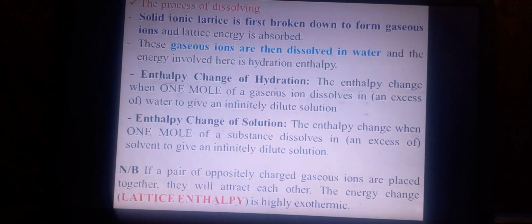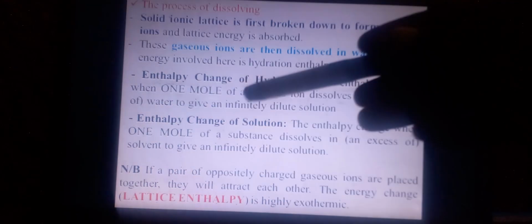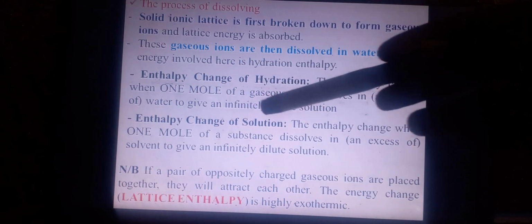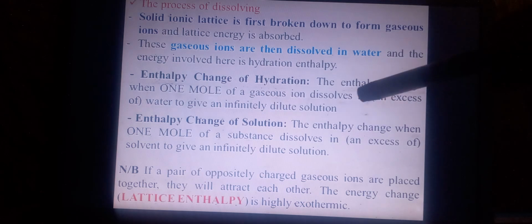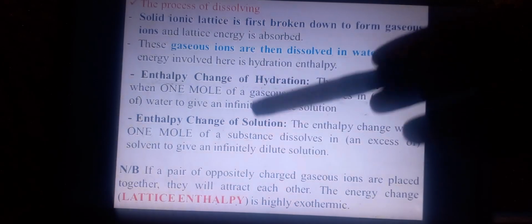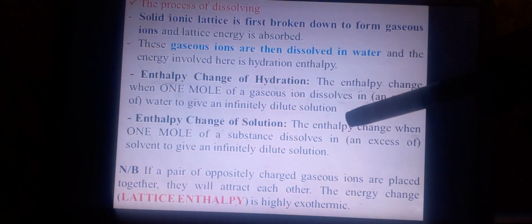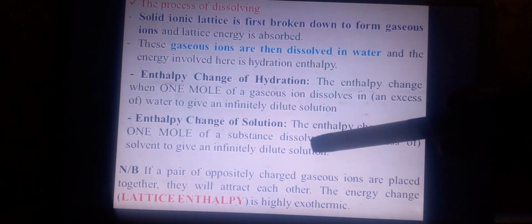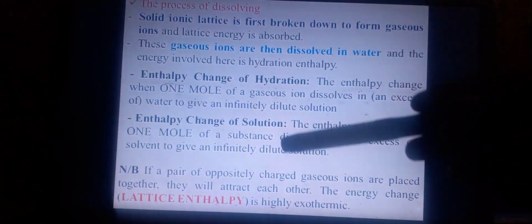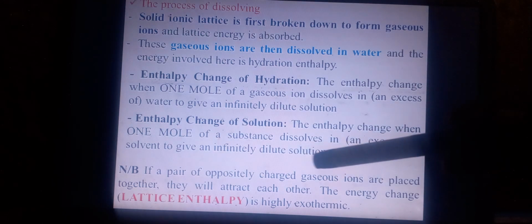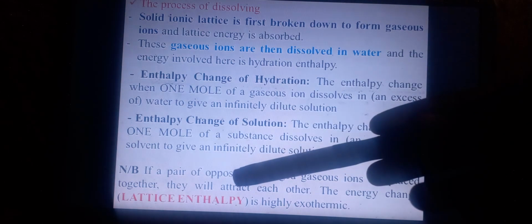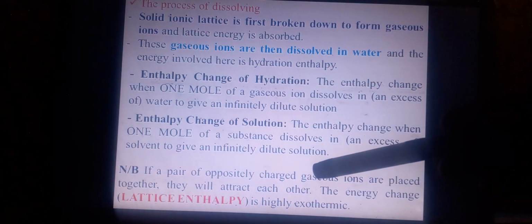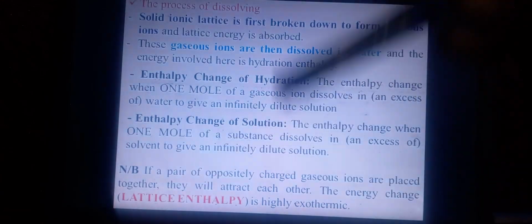Enthalpy change of hydration. So what is enthalpy change of hydration? This is the enthalpy change when 1 mole of a gaseous ion dissolves in water to give an infinitely dilute solution. Then enthalpy change of solution. This is the enthalpy change when 1 mole of a substance dissolves in a solvent to give an infinitely dilute solution. So you can talk about solvent or water.